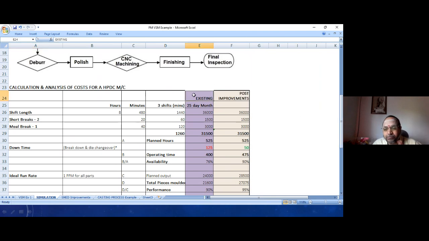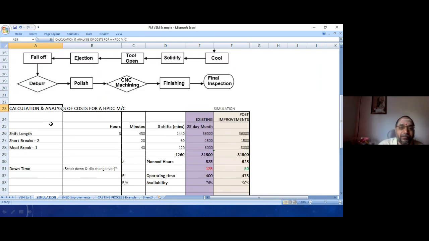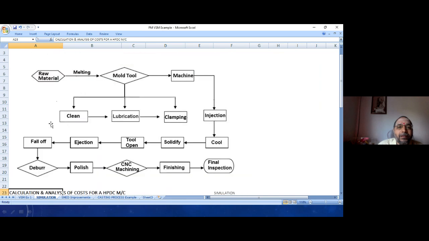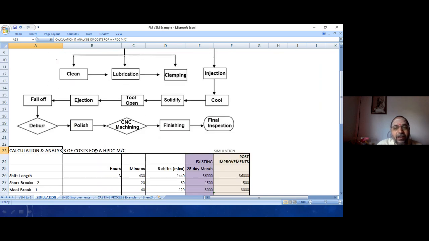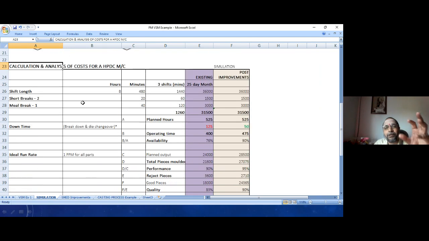So there are two scenarios. One is the existing one, which has been captured by my costing system. And then I have a post-improvement scenario. This is nothing but simulation. What are the possibilities first? This is again for a particular process, the high pressure die casting process, and in that, a particular machine. Now, there are certain assumptions.